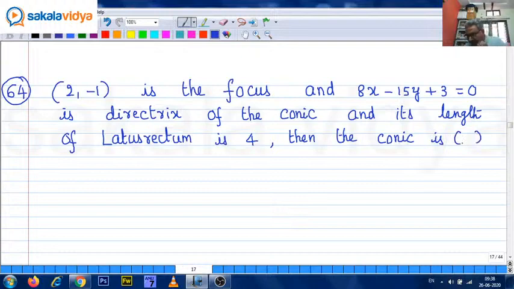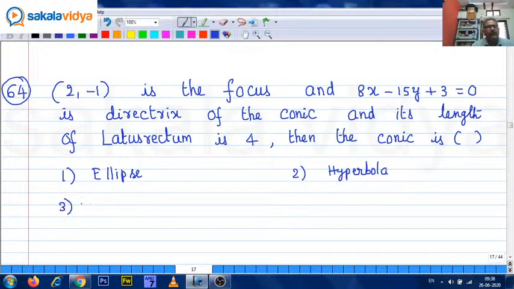This is the question. This is a very important question. It may be any conic. This can be applicable for any conic, not only parabola, any conic. So the first option is ellipse, second option is hyperbola, third is circle, fourth is parabola. Easily you can expect that since this chapter is parabola, the answer will be parabola, but we need to justify our answer.